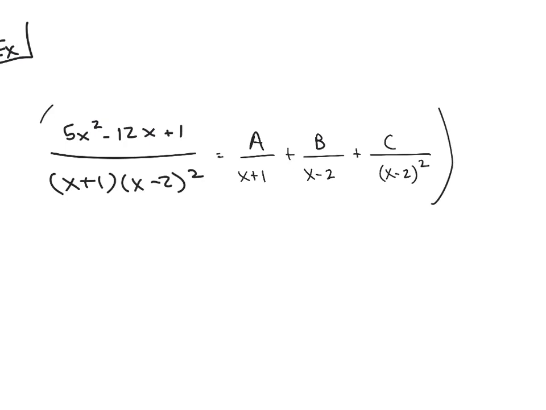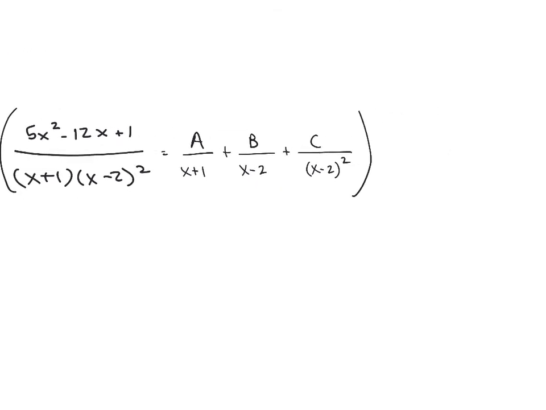Step two is to multiply the whole equation by the lowest common denominator. That's always going to be the denominator that you start with in factored form. So that's going to be our lowest common denominator. That's what we need to multiply by. X plus 1 times x minus 2 squared. Now when that LCD multiplies all the way to here, the whole denominators cancel out. So you're just left with the numerator, 5x squared minus 12x plus 1.